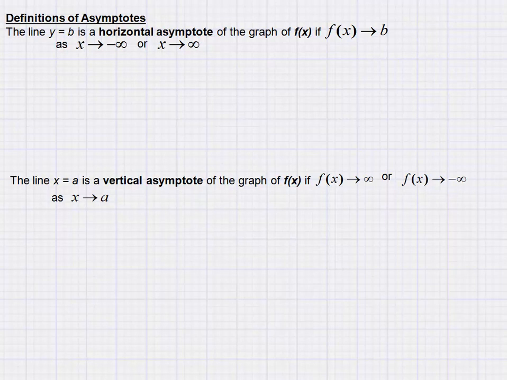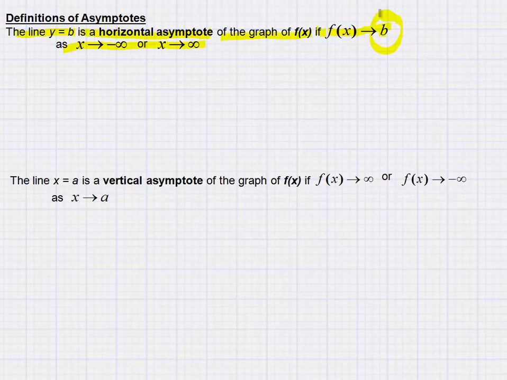First, horizontal asymptote. Some horizontal line y equals b will be considered a horizontal asymptote of the graph of f of x if f of x approaches some constant value b as x goes to positive or negative infinity. The easiest way to think about this is if on the ends of your graph your y values are getting closer and closer to a constant value b, then that constant value is considered to be a horizontal asymptote.